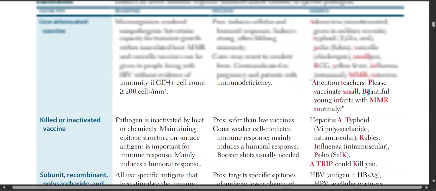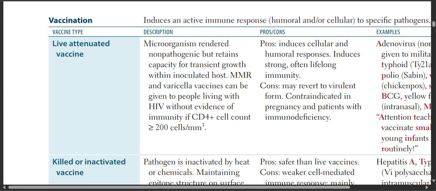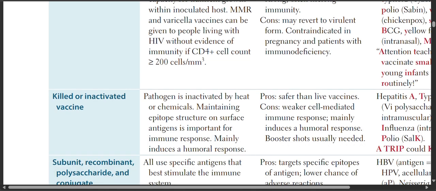So now let's go with the types of vaccines that we have. First, we have a live attenuated vaccine. This is the vaccine where I was telling you that the bacteria or the virus is half killed. So it's still alive, but now it's weaker. So live virus, but weaker. On the other hand, a killed or inactivated vaccine is when you've completely killed the bacteria or virus and now you're injecting it.